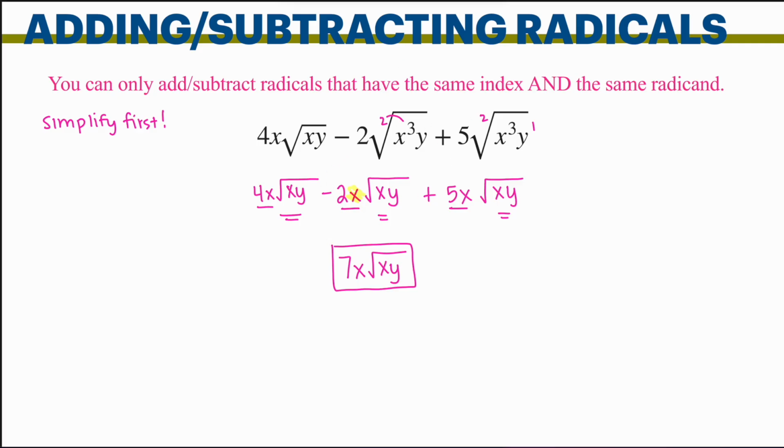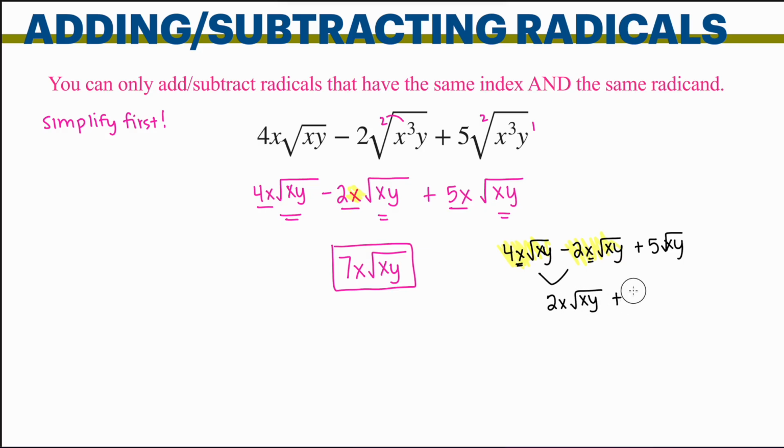Now, let's say, for example, real quick, that this didn't have an x. Let's say it was 4x square root of xy minus 2x square root of xy plus 5 square root of xy. Now here you gotta be careful. In this case, that means only this term and this term can combine because you have 4 x's and 2 x's. But here, this 5 is a whole number and there's no x with it. So you can only combine these two.